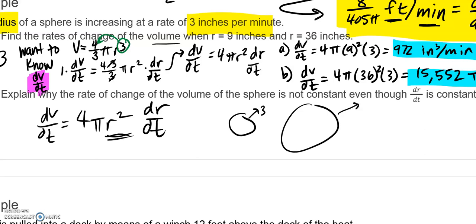And then 3 inches per minute here, even a 1 inch change here, the change in volume is so much greater than a 1 inch change here. So that's why the change in volume is not constant, even though the change in the radius is.